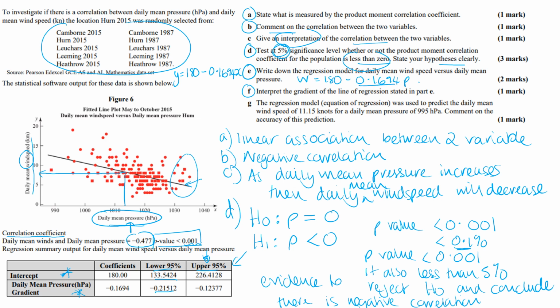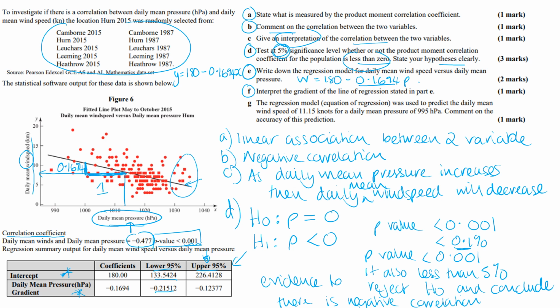F, interpret the gradient of the line. Well, with the gradient of the line we know is the 0.1694, but what does that mean? If I draw a little triangle gradient, it means for every 0.1694 decrease in wind speed, then the daily mean pressure will increase by 1.